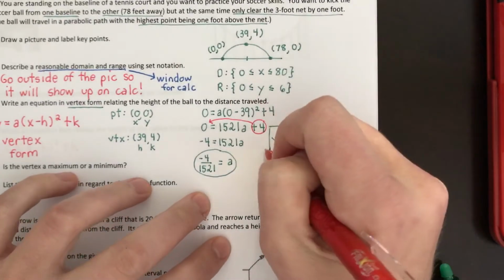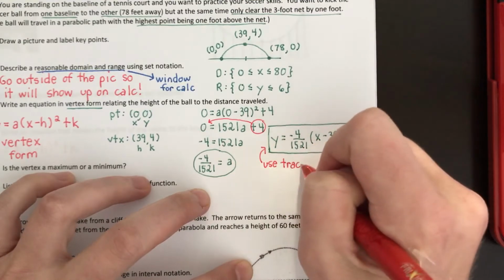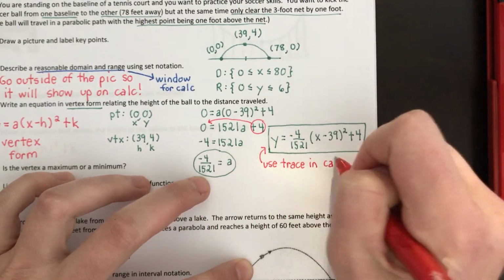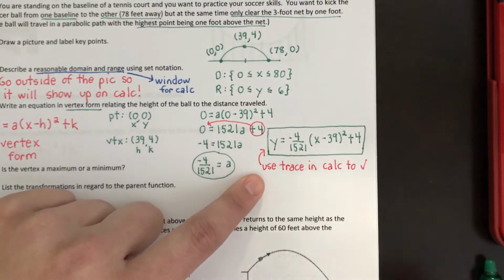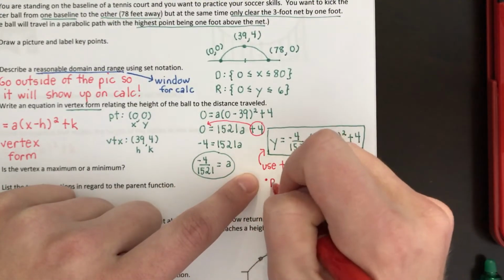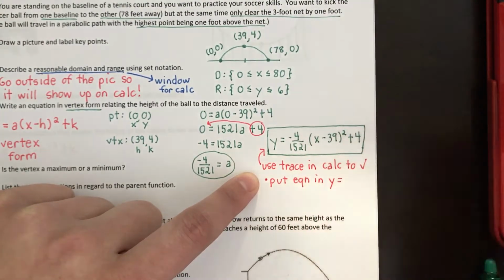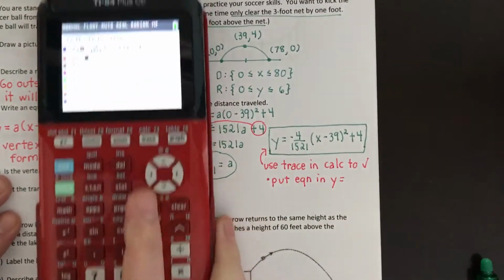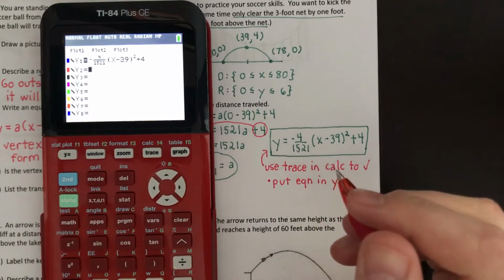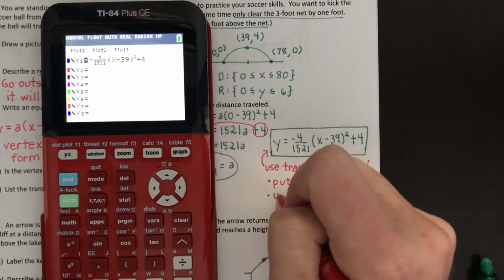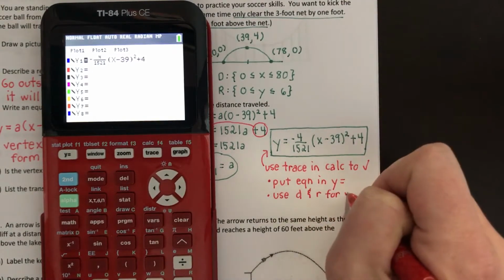So we are going to use trace on the calculator to check this equation. All right, we want to check the equation. Well, how do we do that? Put the equation in y equals, which I have already done, so make sure you're paying close attention. I've put the equation into the y equals, and then you're going to use the domain and range for the window.